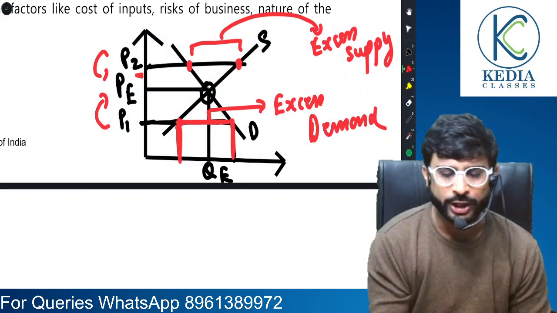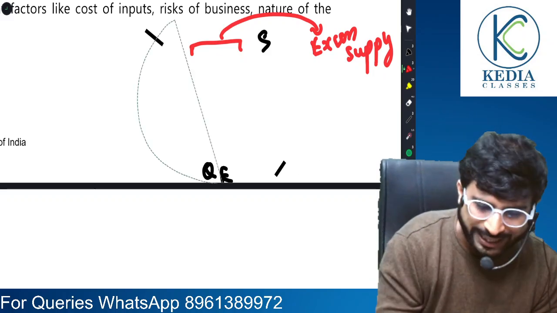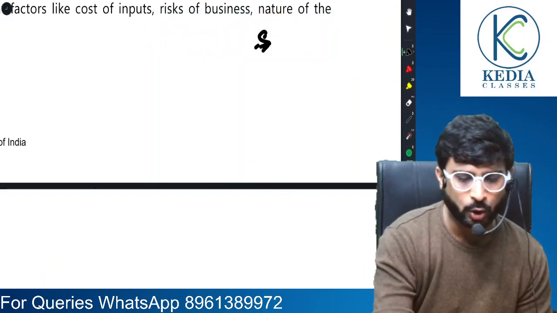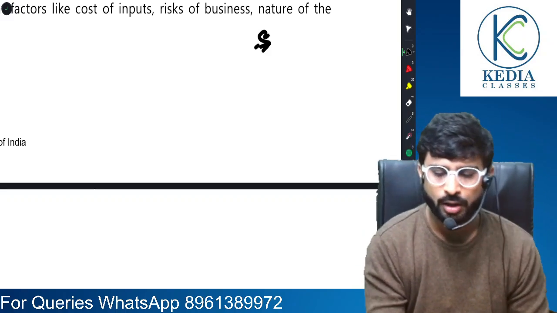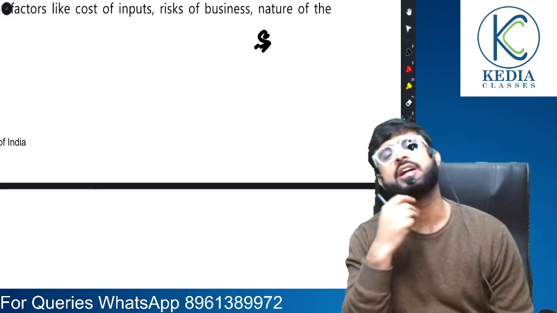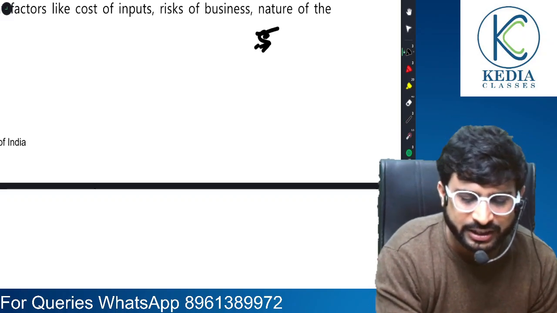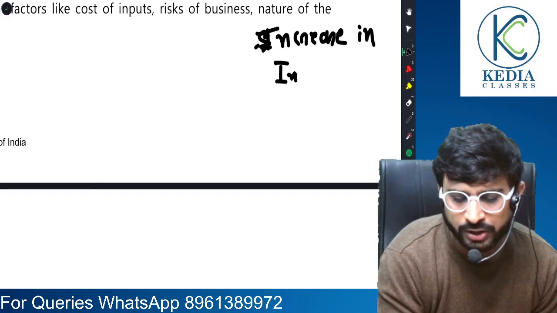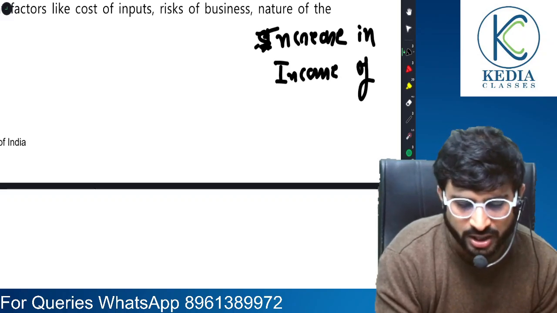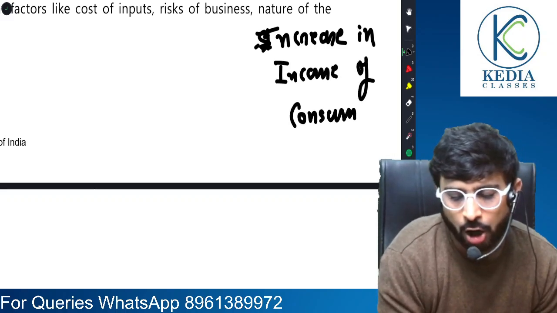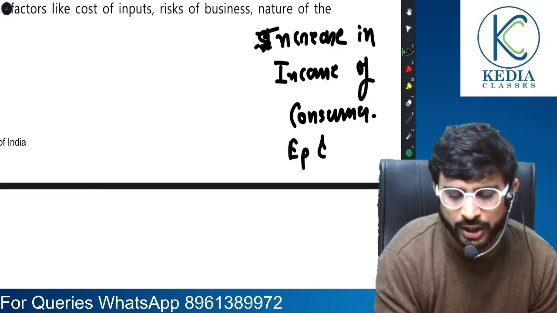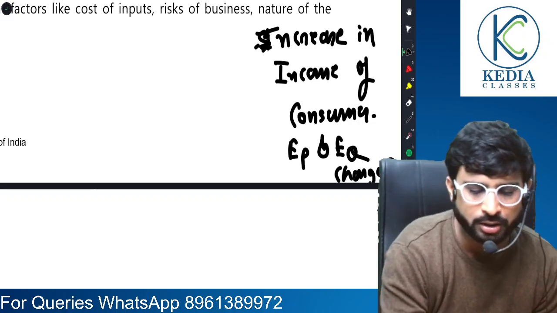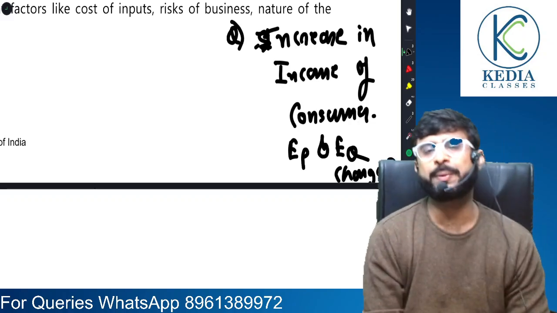Instead of going through so much discussion, let's just attack the topic. This is a purely practical topic, and that's why I enjoy teaching it a lot. See, suppose it is a normal commodity and there is an increase in the income of the consumer. The question the examiner is asking is, how will equilibrium price and equilibrium quantity change?